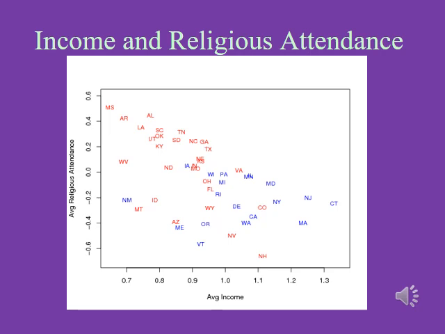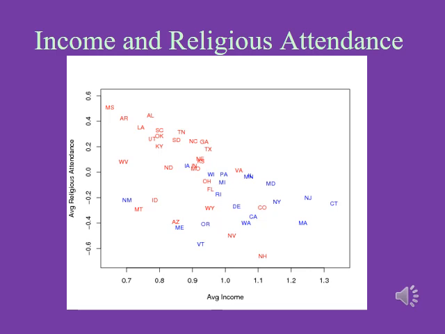thing they're showing is the relationship between income and religious attendance in different states. So on the x-axis, they're showing you the average income in different states in the United States, and then we have what percentage of the people in those states end up going to church every Sunday. And there's some interesting relationships.